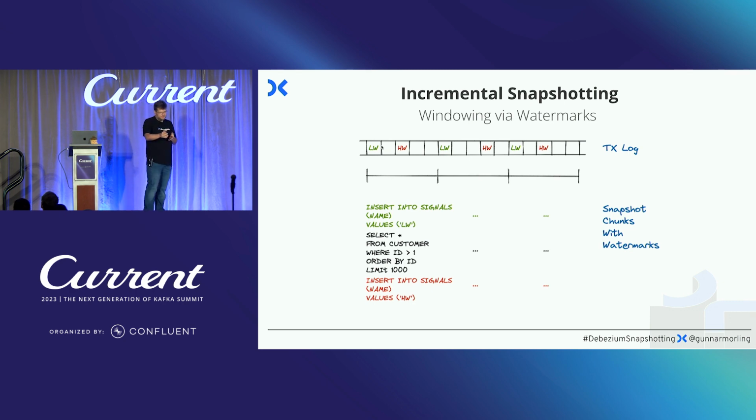So what happens if I have one of those chunks? At first, there's an insert record written into a specific table in the database. Then the chunk select is executed, so we get 1,000 of our customer records. And then another record is inserted into this signaling table. And now I will see those events which I write, I will see them in the transaction log as well, because I get everything from there, right?